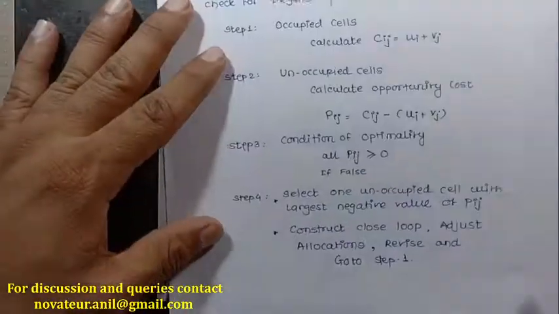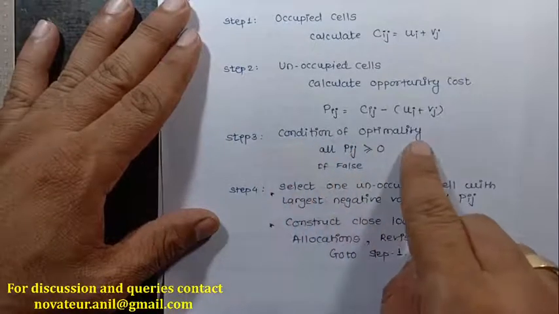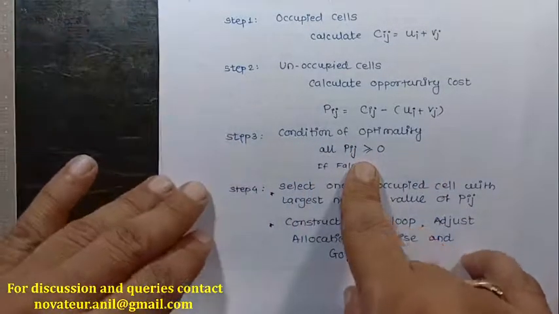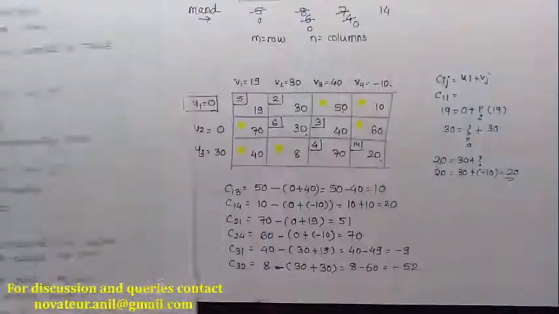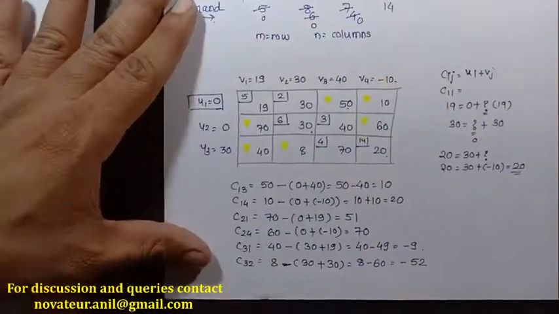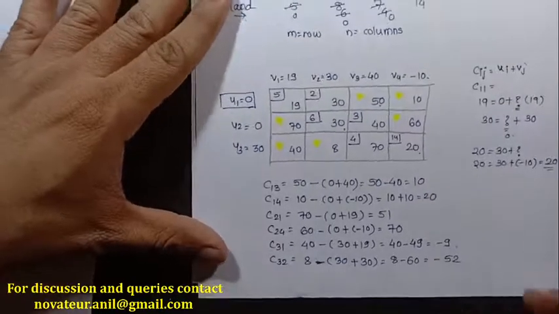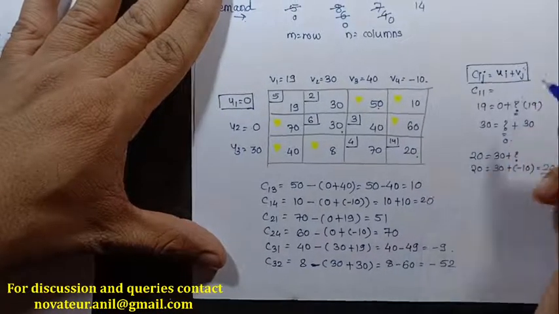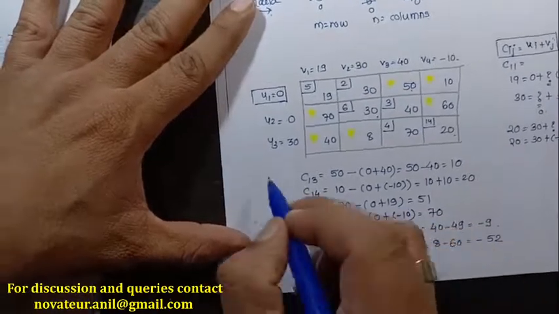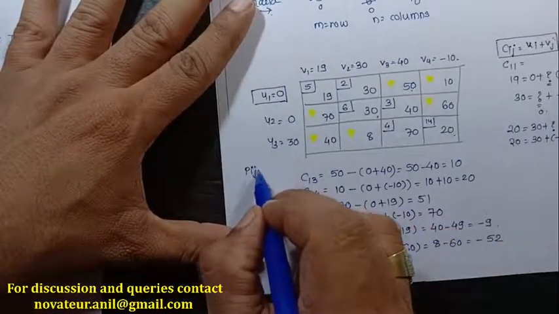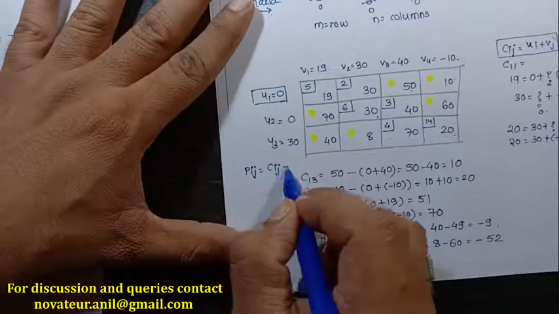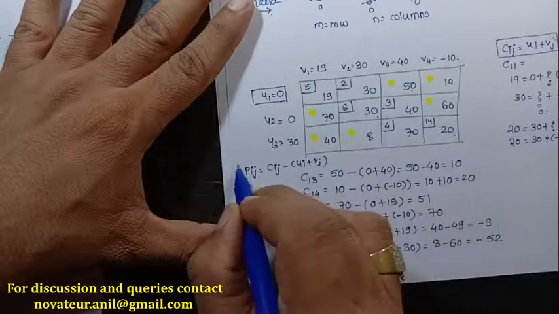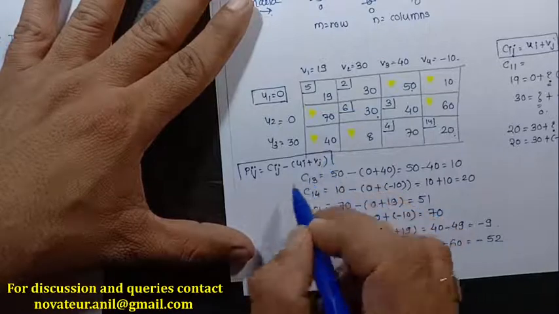Next, what we have to do is check the condition of optimality. What it says is all Pij should be greater than or equal to 0. See, this formula we have used here: Pij is nothing but Cij minus (Ui plus Vj). This formula we have used. Clear?